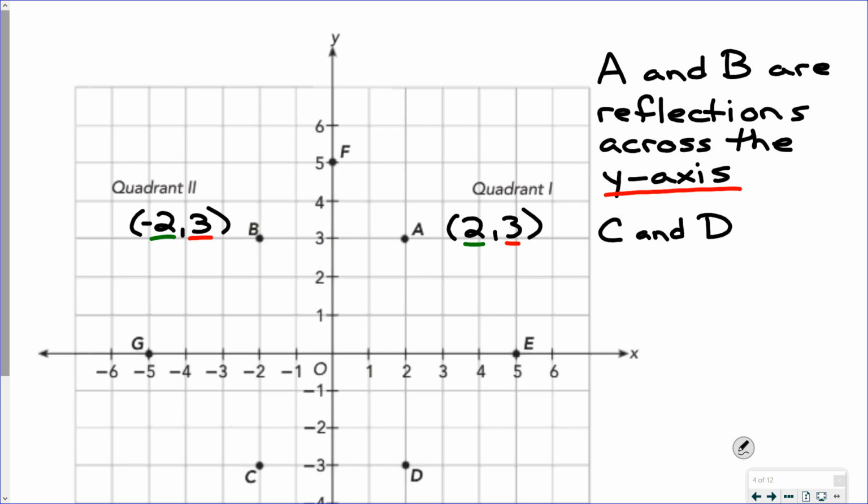Now we have one more pair of reflections across the y-axis. Let's see if this stays true. Our final pair that's reflected across the y-axis is E and G. Well, the ordered pair for E is 5, 0. Ordered pair for G is negative 5, 0. So once again, our y coordinates are the same. Our x coordinates are opposites.